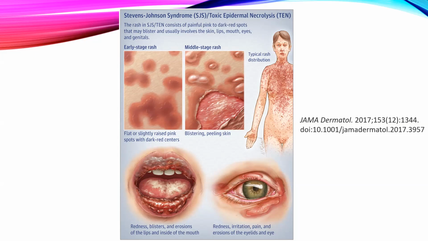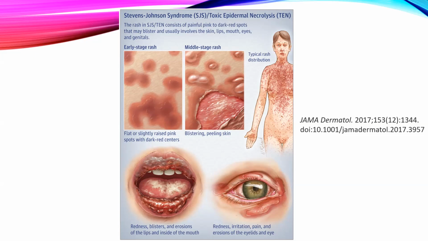So early on, you're going to see that sort of atypical annular presentation with that dark dusky center, and that dark dusky center is what eventually starts to blister and then peel. You can see the rash distribution, though, can be very similar to the pictures I showed you for morbilliform rash. So it is important to look at the morphology, what the individual lesions look like, as well as the distribution.